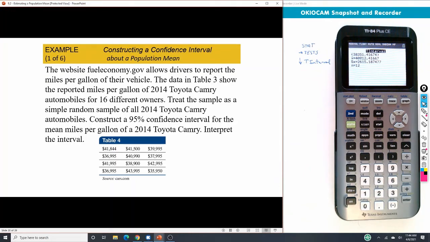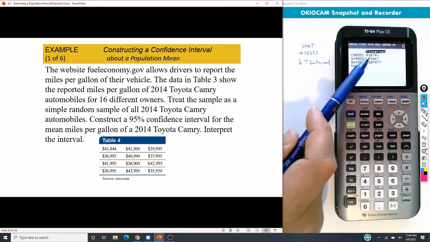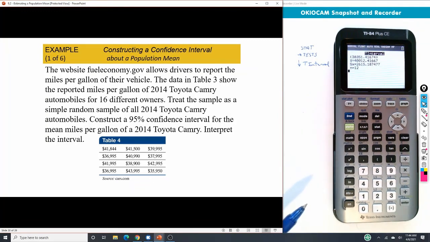Okay, now if we needed the error on those, we could subtract off again. We could take our 41,674 and subtract off the X bar there, 40,012, and get our answer for that piece. Okay, so we can use all those.